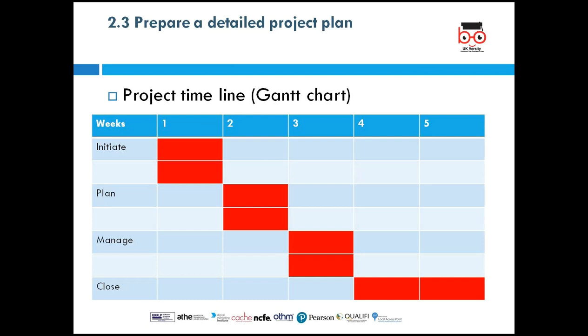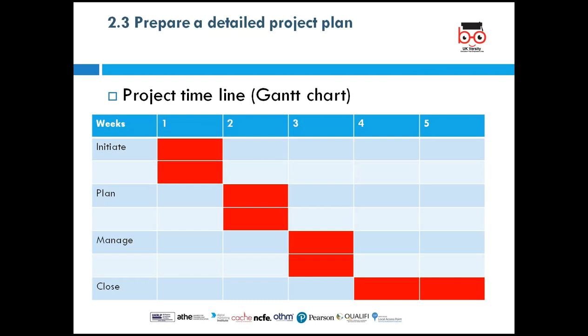If it's a road construction, it could be year 1, year 2, year 3, year 4, year 5. It could also be months: January, February, March, April, May. So depending on how long the project is going to be, you design your own project timeline to suit it. If the project is a 1 week project, instead of weeks, it's going to be days: day 1, day 2, day 3, day 4, day 5, depending on how long you think your project is going to be.